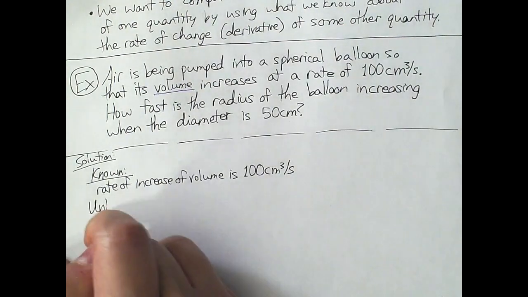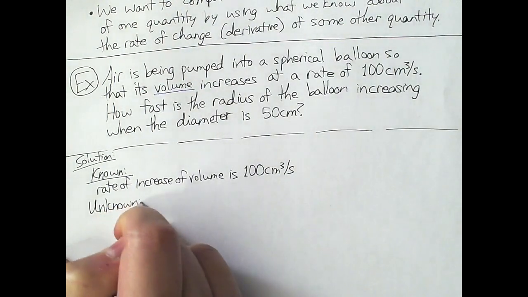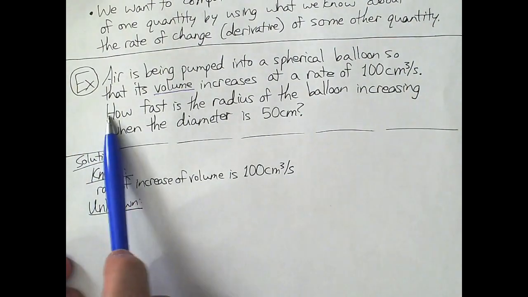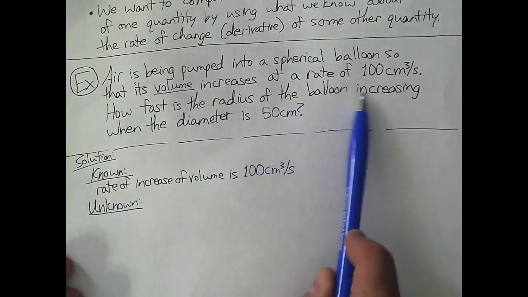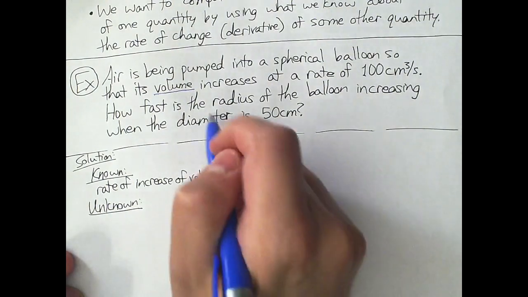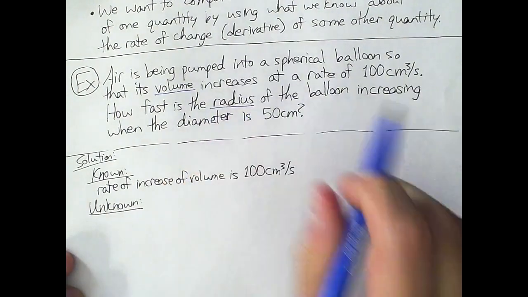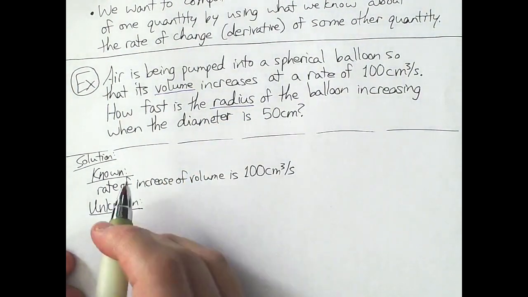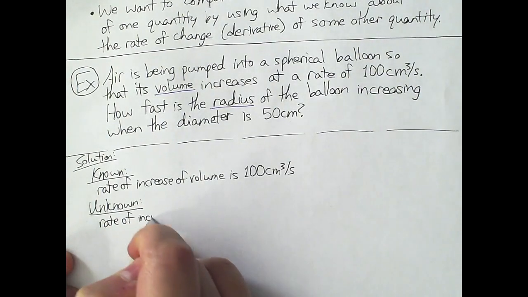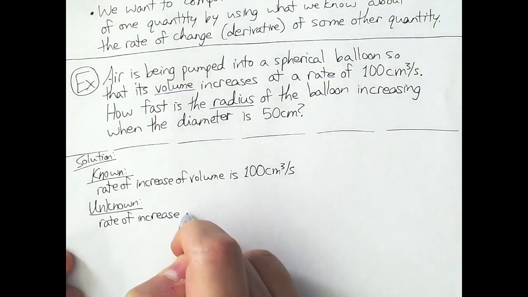What's the unknown rate of change that we're looking for? It says, how fast is the radius of the balloon increasing? So, all right, how about I underline radius? This seems to be a problem about volume and radius. So what's unknown is the rate of increase of radius.